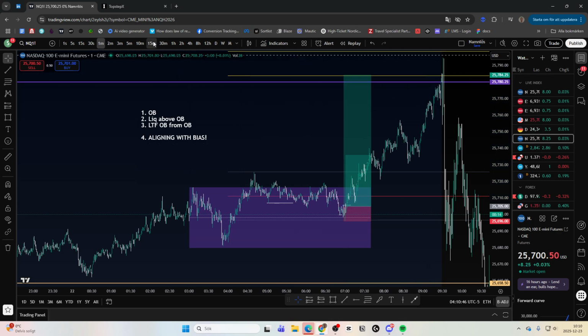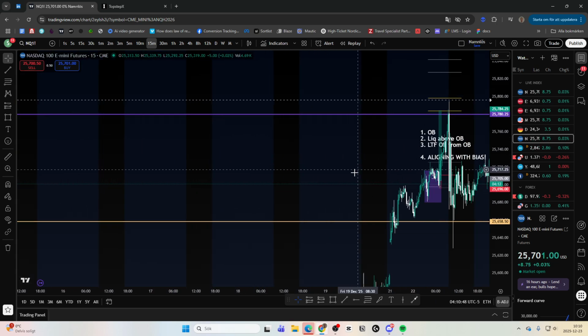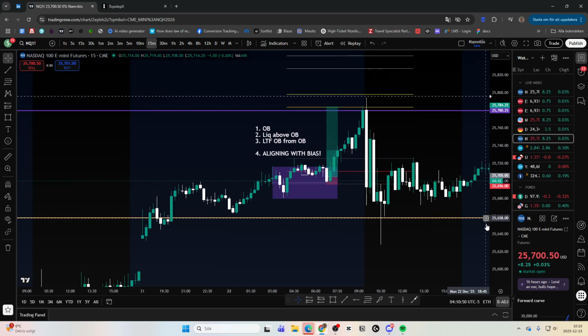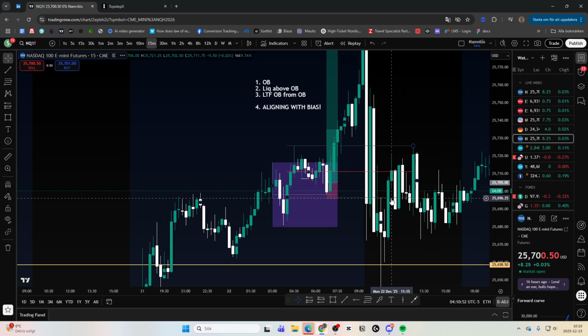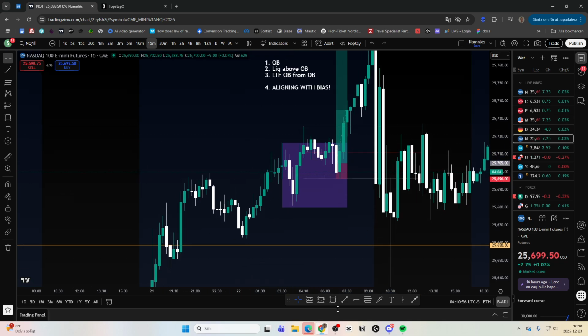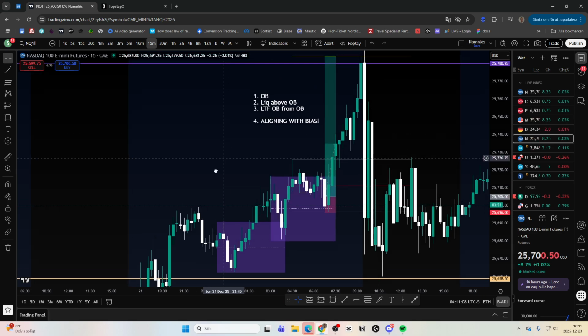Why? Because it's the 2 and 2.5 standard deviation of our propulsion block, which is a kind of order block. Why is this a propulsion block? Because here we have order block 1, order block 2, and then we have this last order block number 3. So that's the logic behind that.